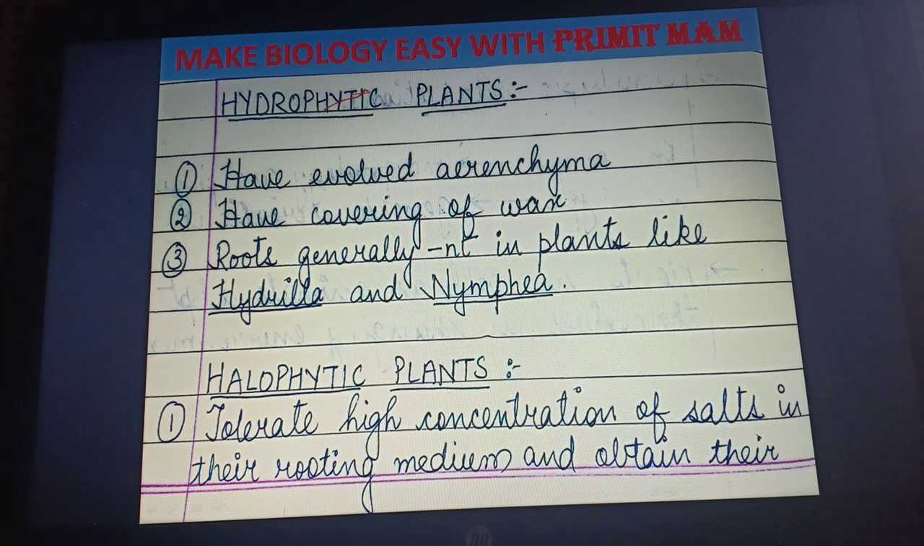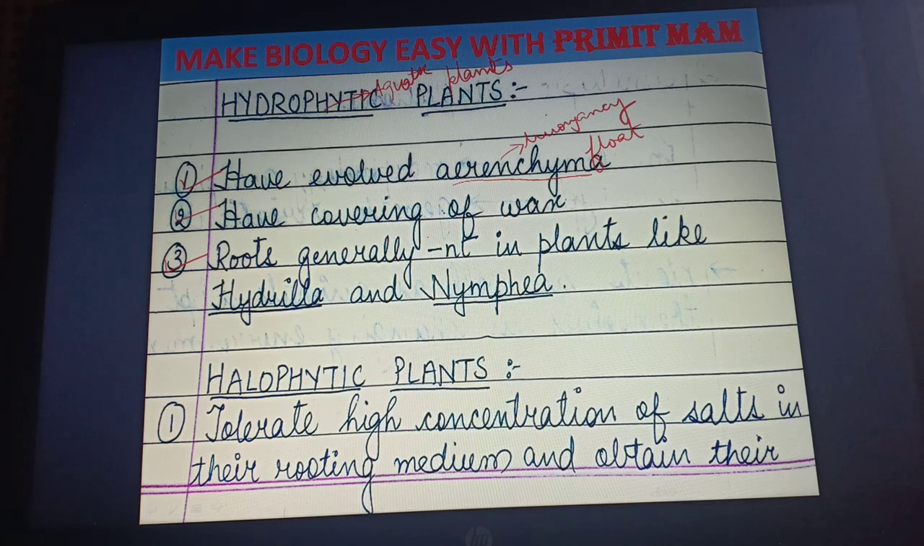Hydrophytic plants are the aquatic plants. The first adaptation found is that they have evolved parenchyma. You have already studied in 9th standard that parenchyma provides buoyancy, and due to buoyancy the plants or plant parts can float on the surface of the water. The second adaptation is a covering of wax, and the third adaptation is that roots are generally absent in plants like hydrilla and nymphaea.